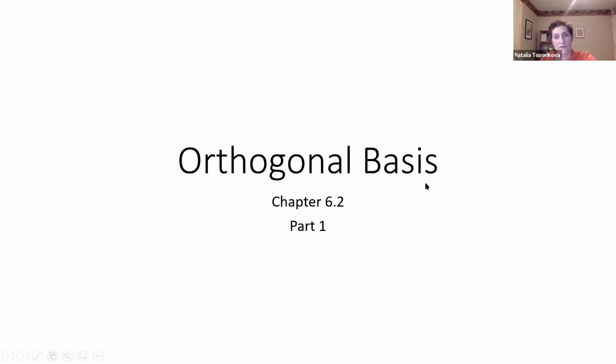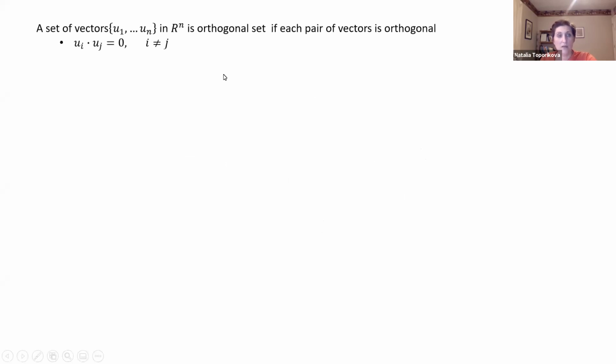Hello, this is the first part of chapter 6.2, and we'll talk about orthogonal bases. In general, if we have a set of vectors in Rn, we call it an orthogonal set if each of these vectors is orthogonal to each other. So basically, we can take the dot product of every single pair in this set, and it will be 0.